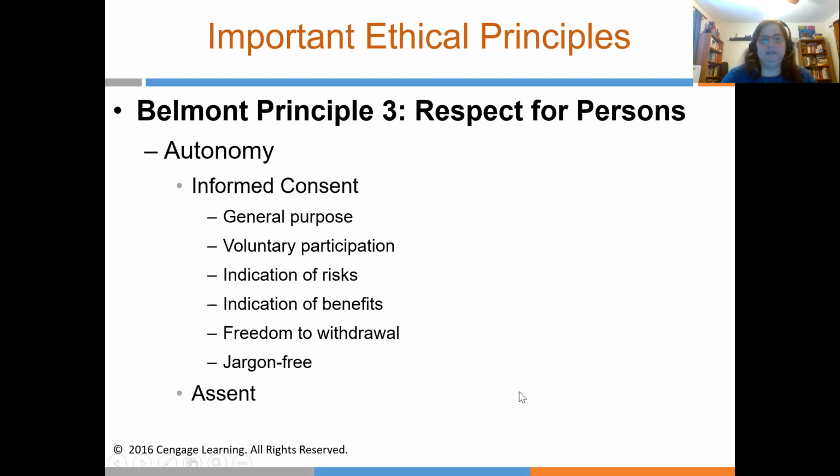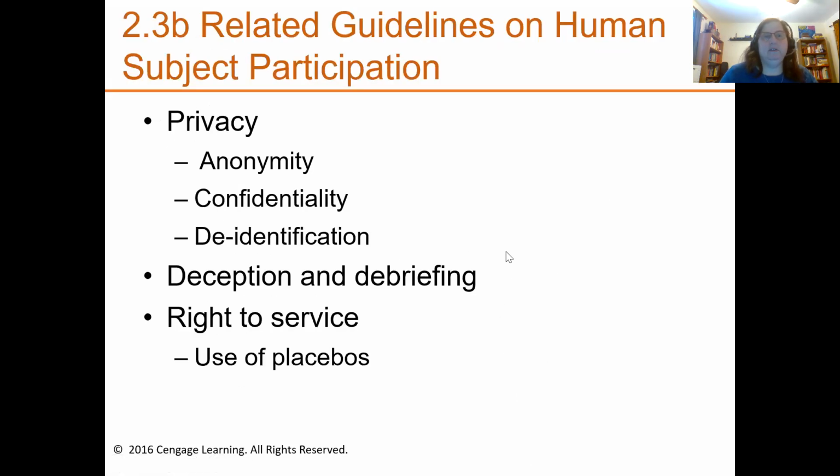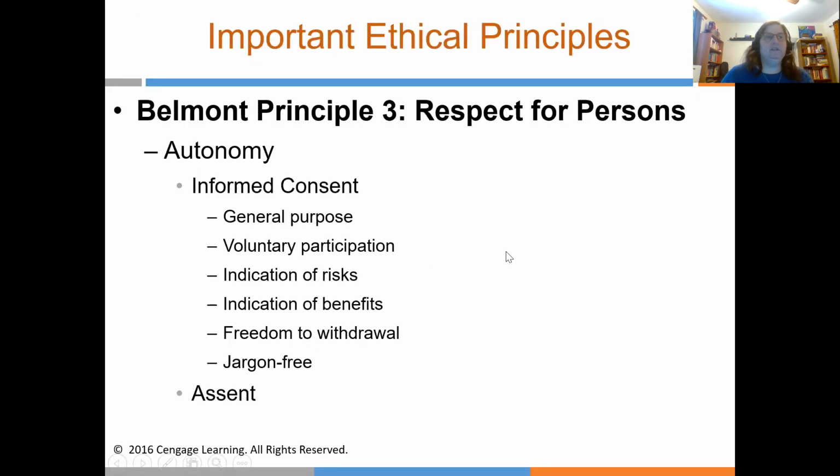Assent. One area where we talk about assent versus informed consent is with kids, right? With children, they can't actually give an informed consent, but they can still agree to participate in the study. So we generally get informed consent from the guardian or guardians, and then assent from the kids as well, or children.